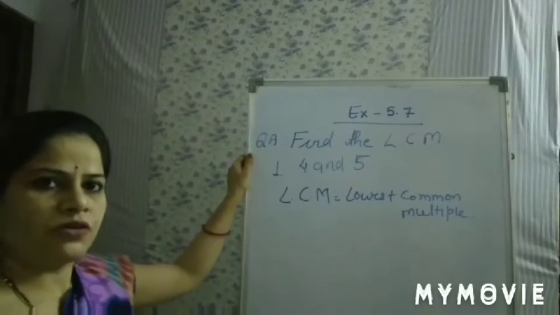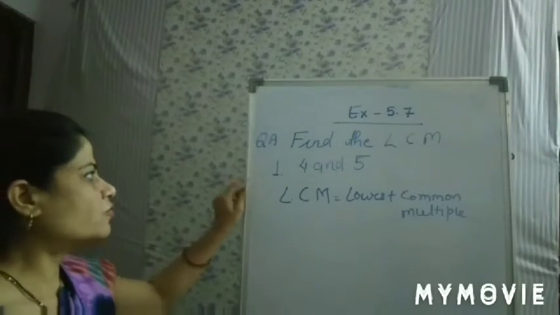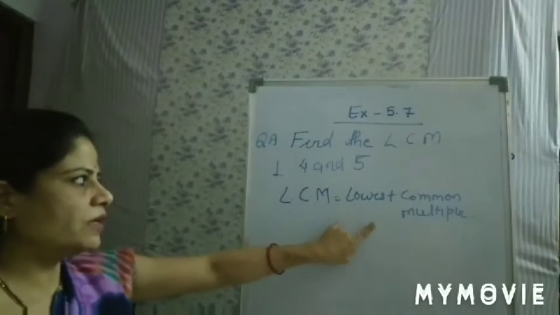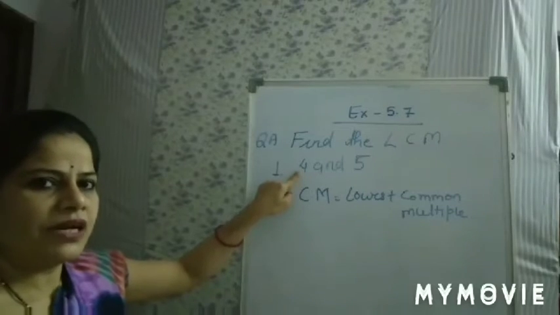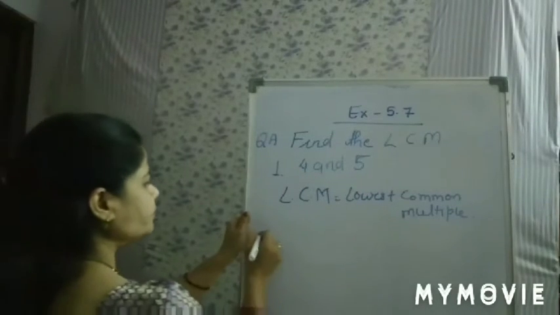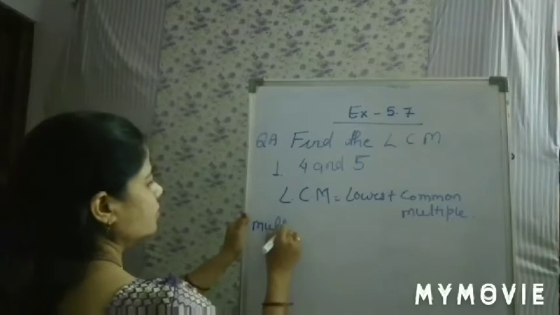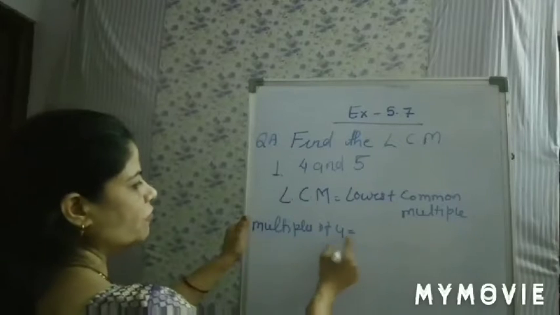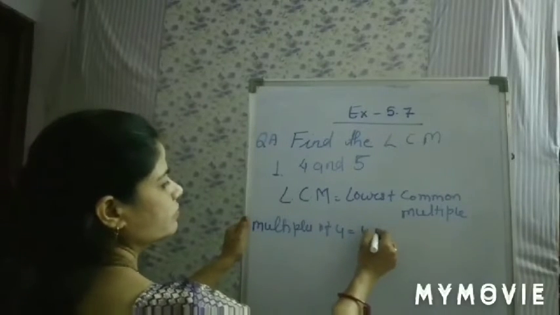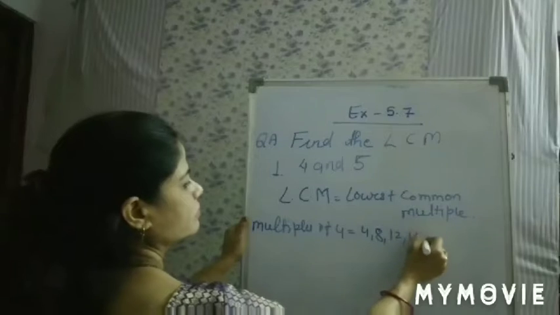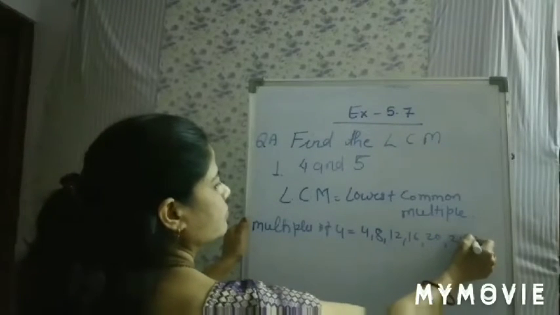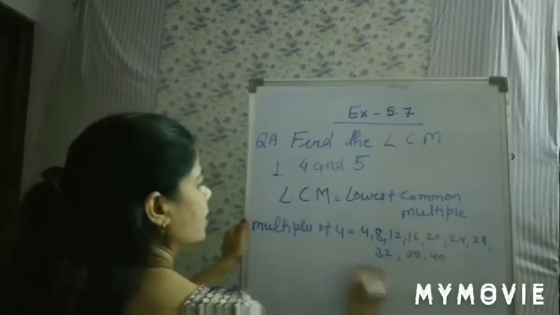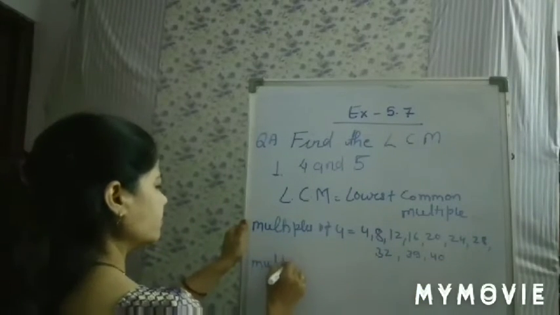And in question A, you have to find the LCM. The first one is 4 and 5. To find the lowest common multiple, first we write the multiples of 4 and 5. Multiples of 4 means you have to write the table of 4. And write the multiples of 5.